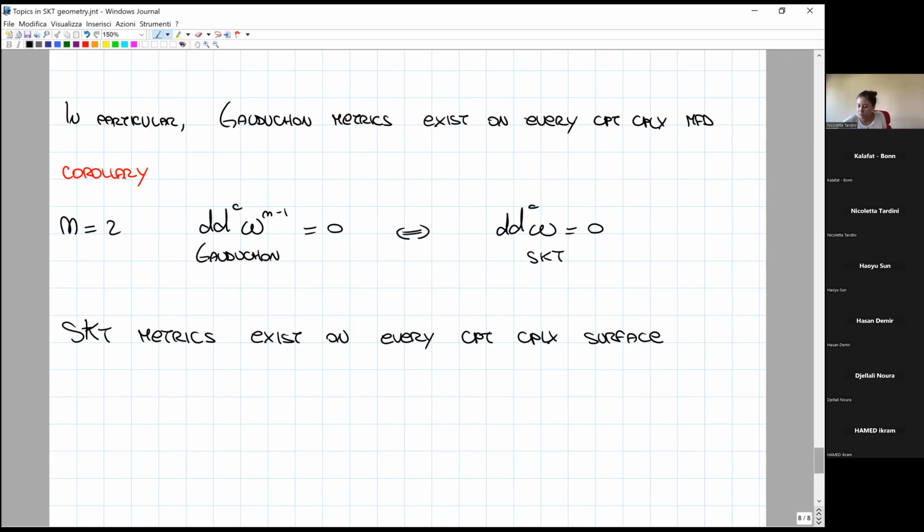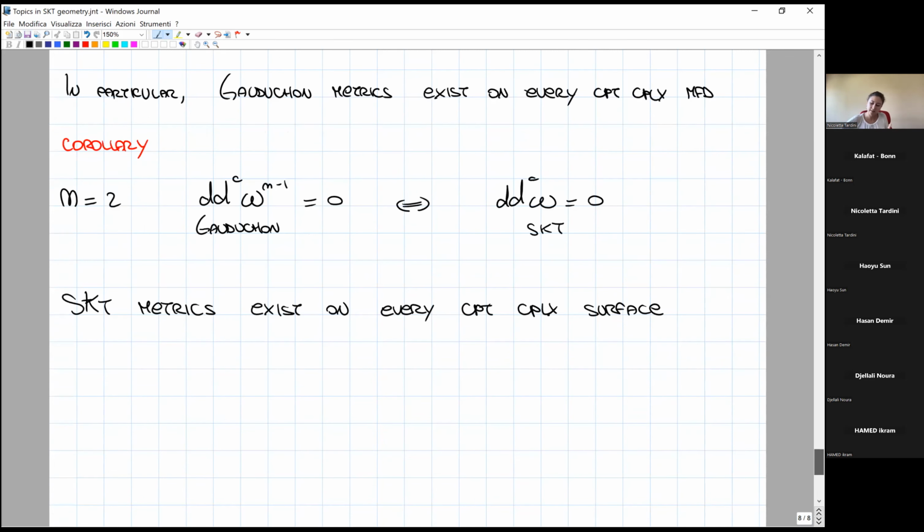So for this reason, it is interesting to study SKT metrics in higher dimension, right? So on complex manifolds of dimension starting from three and higher, because in dimension two, they always exist. So now I want to construct an explicit example of a compact complex manifold of complex dimension three that admits an SKT metric. And in fact, it will be a simply connected example.